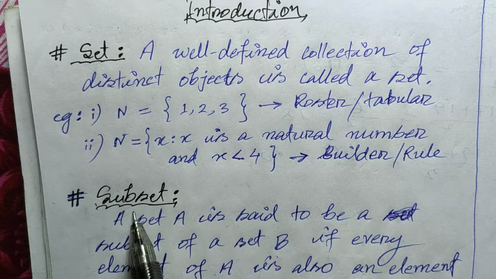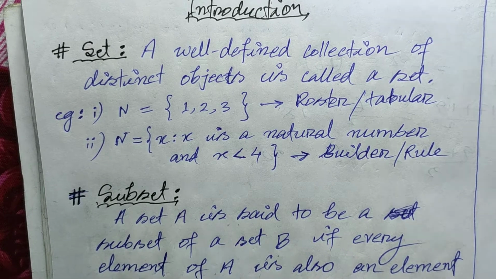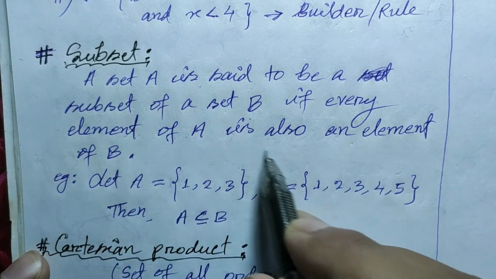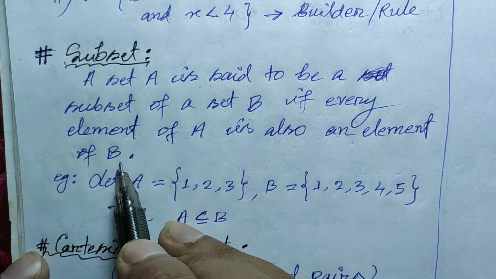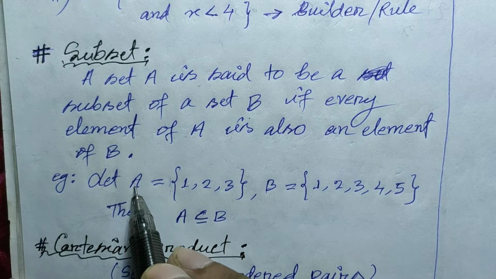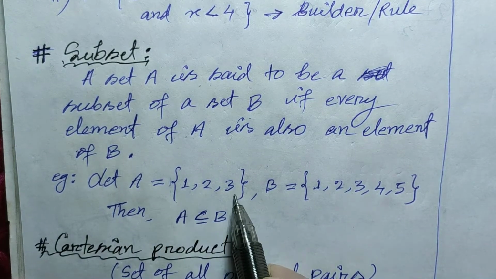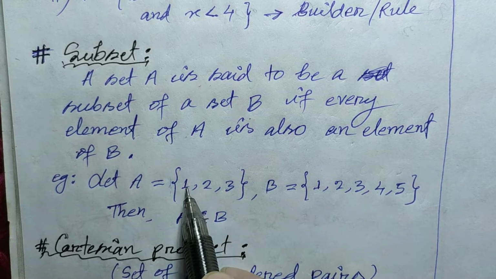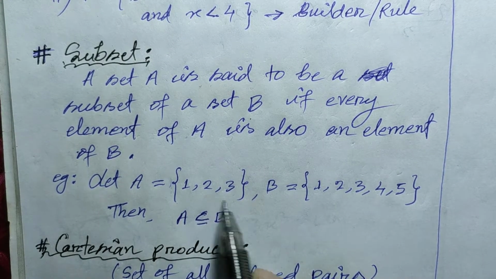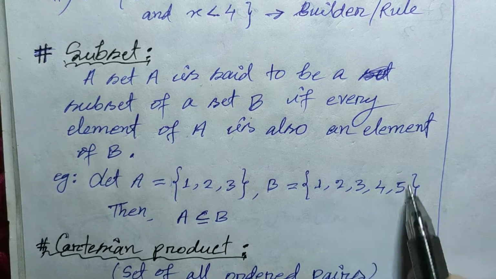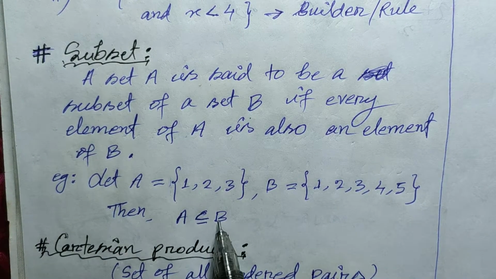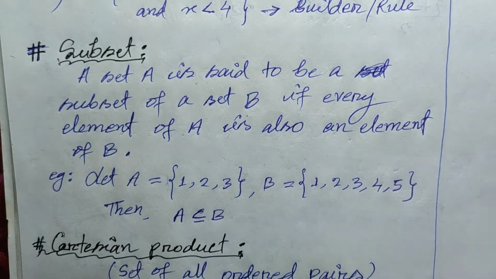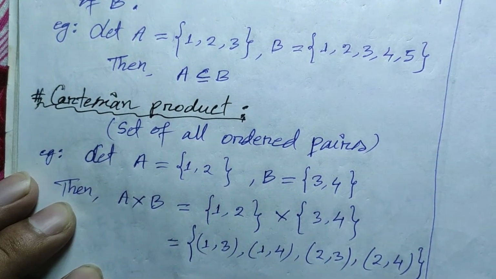Next, subset. What is a subset? A set A is said to be a subset of a set B if every element of A is also an element of B. For example, let the set A is equal to {1, 2, 3} and the set B is equal to {1, 2, 3, 4, 5}. Then all the elements of set A are included in set B. That is why we can say A is a subset of B. I hope it's clear.